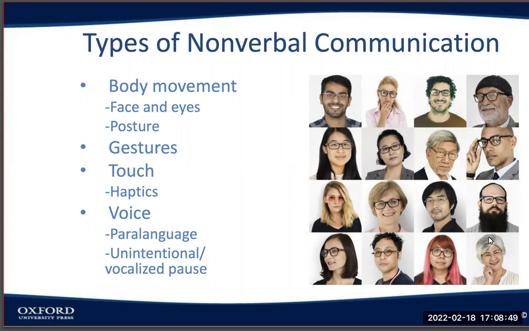And how you move around, your face, your eyes, your posture. Face and eyes are the most noticeable part of the body. The study of how the eyes can communicate is known as oculesics. I don't know if I can say it right. Some of this stuff when I try to pronounce it, I'm like, oh, is that correct?